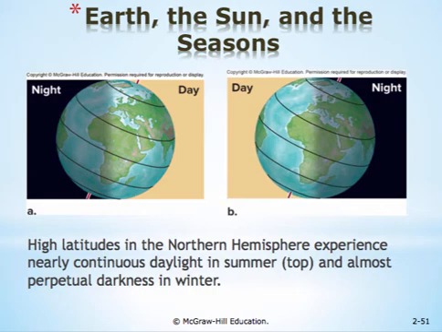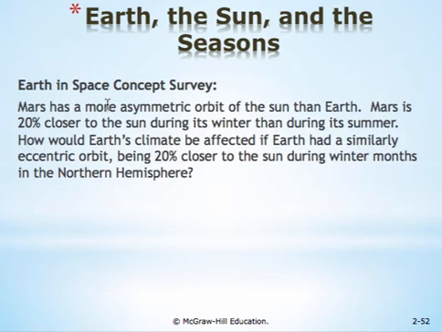The high latitudes in the northern hemisphere experience nearly continuous daylight in the summer. I've been in Alaska above the Arctic Circle and experienced a 23-hour day and a 1-hour night. It was very strange.